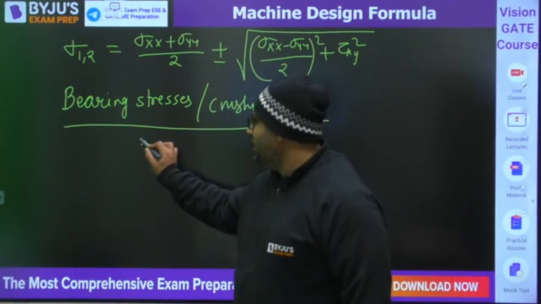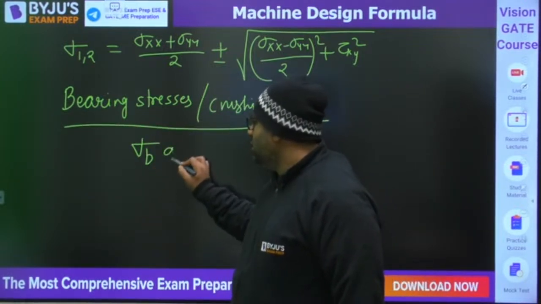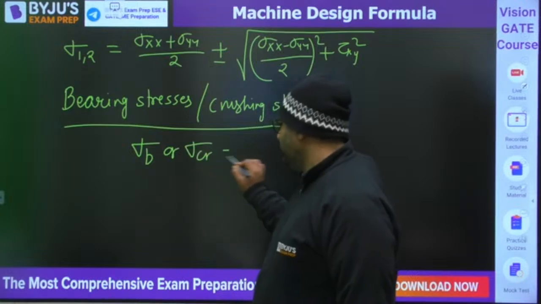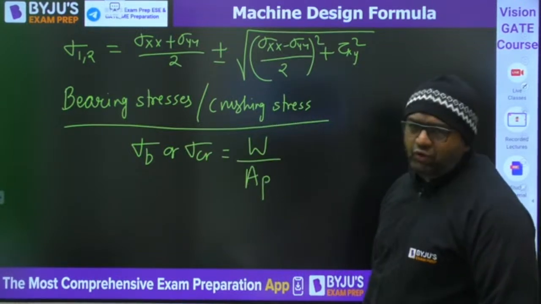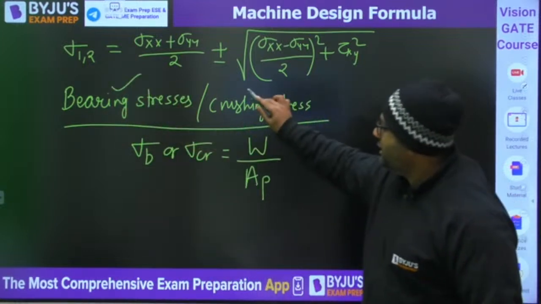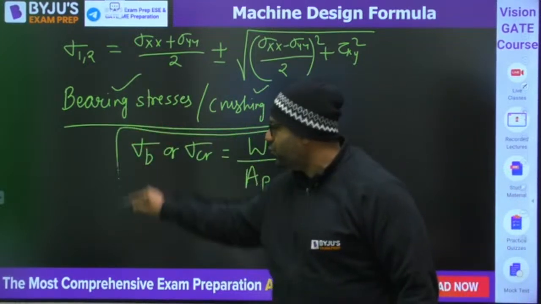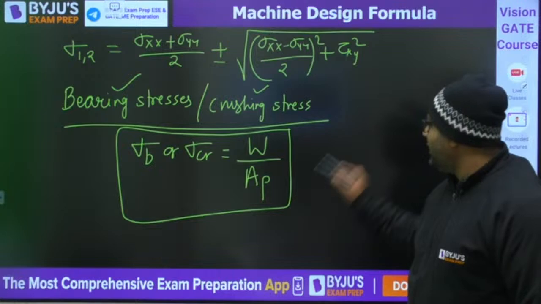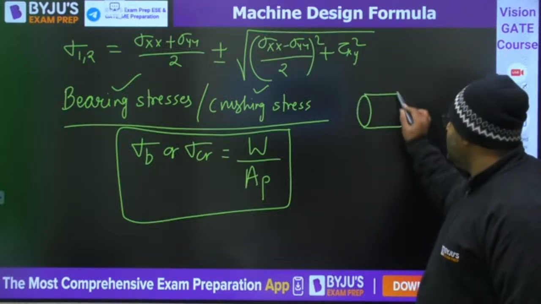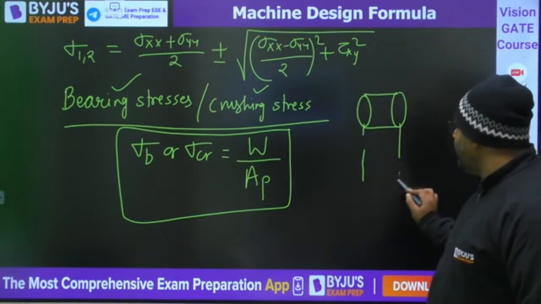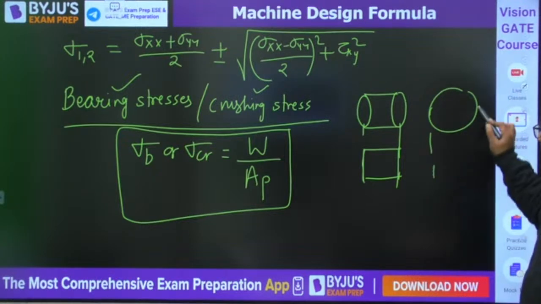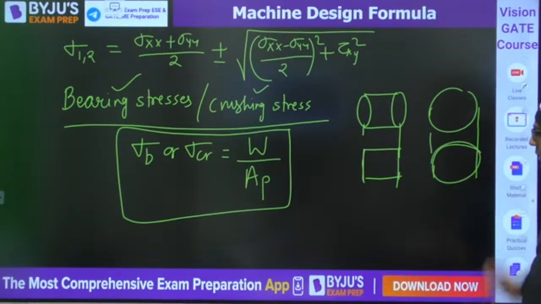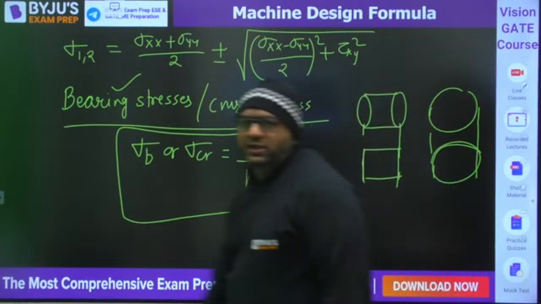The bearing stress or crushing stress is written as load by projected area. When I teach you bearing and joints, we will see what the projected area is. I can also tell you, if we have a cylinder, then the projected area would be a rectangle like that. And whenever we have a sphere, then the projected area is going to be a circle. So this is the projected area.